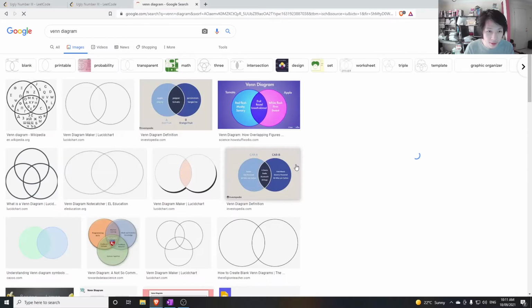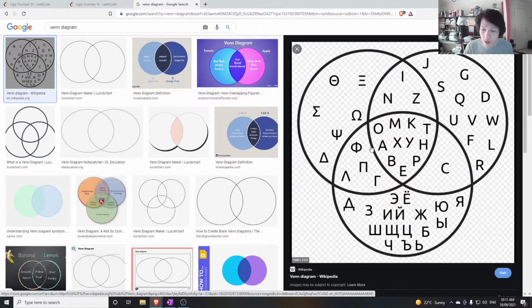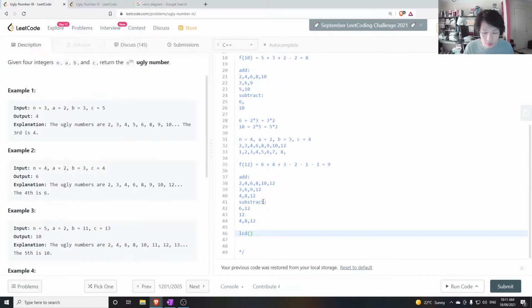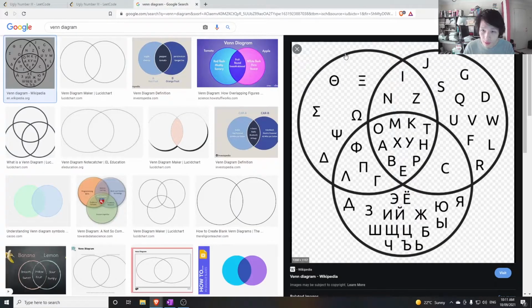I don't know, something like this. So imagine, that was my answer before, but the point is, imagine we are subtracting all multiples. Imagine the circle means we are subtracting all multiples of a single number, A, B, and C. So that's what all these represent.